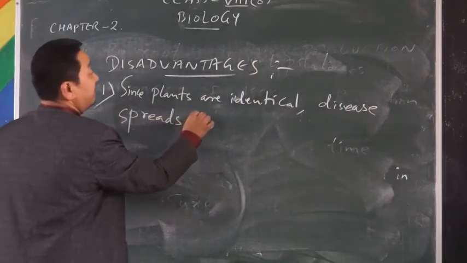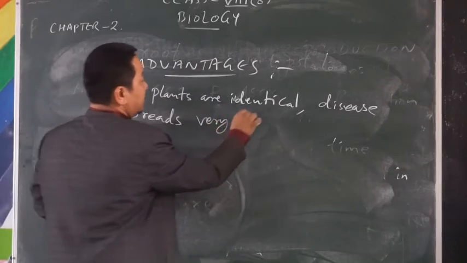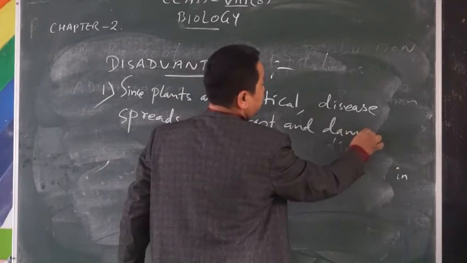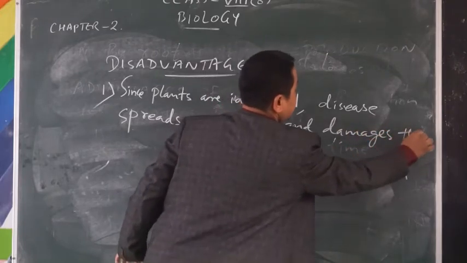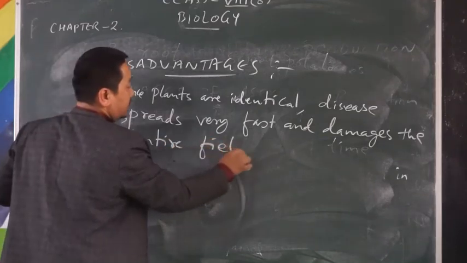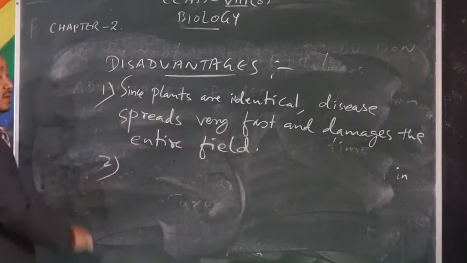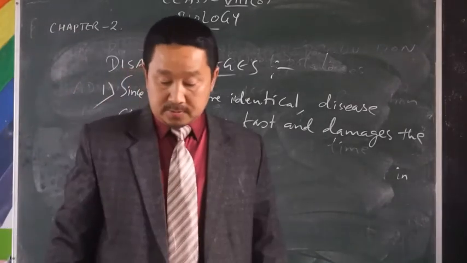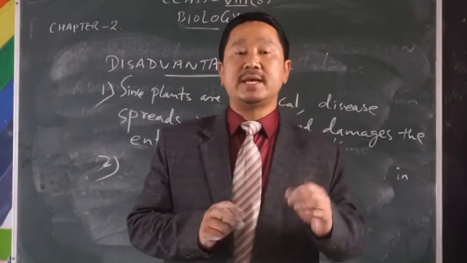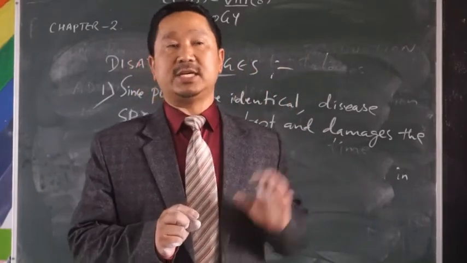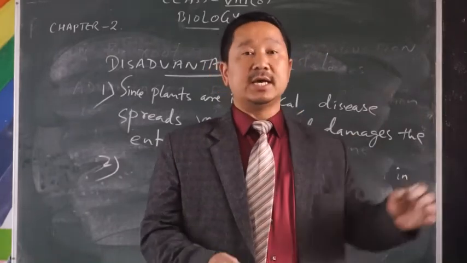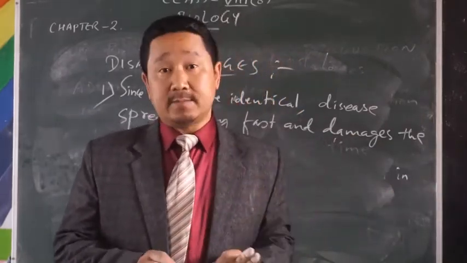Since plants are identical, disease spreads very fast and damages the entire field. That is one of the disadvantages it has got. Number two, dispersal of the plants cannot take place naturally. The taking away of the plants from one place to another place doesn't naturally take place in this case.